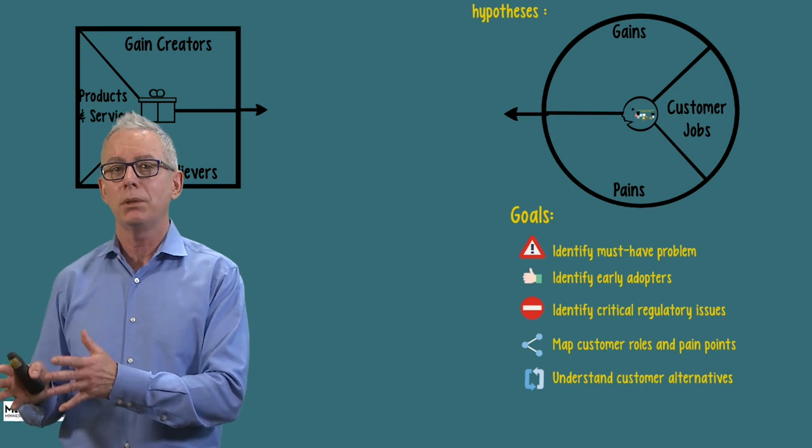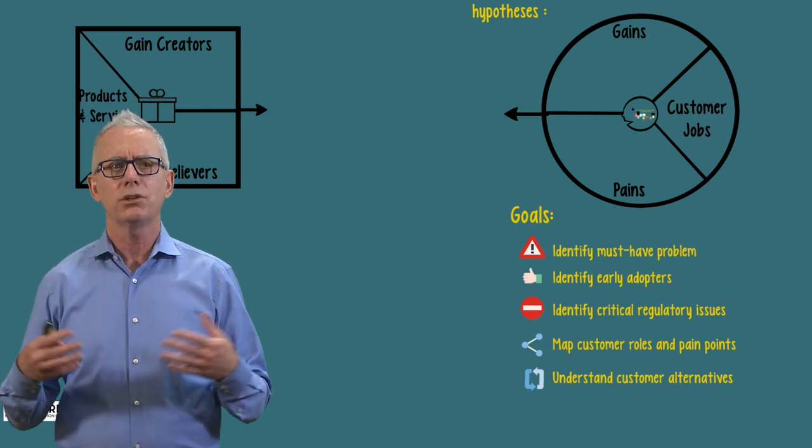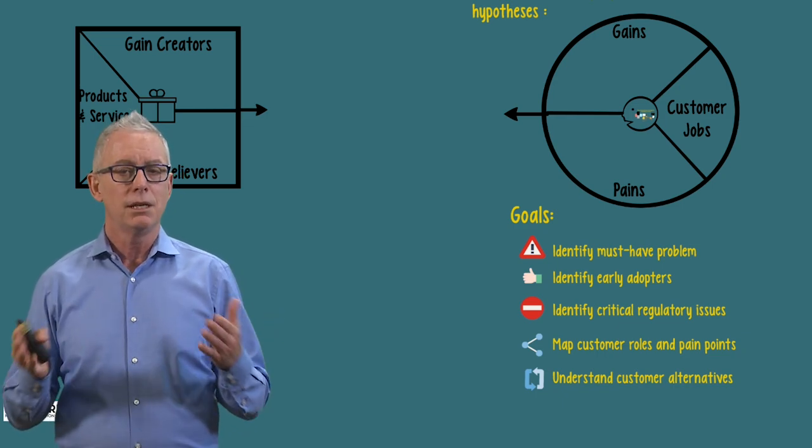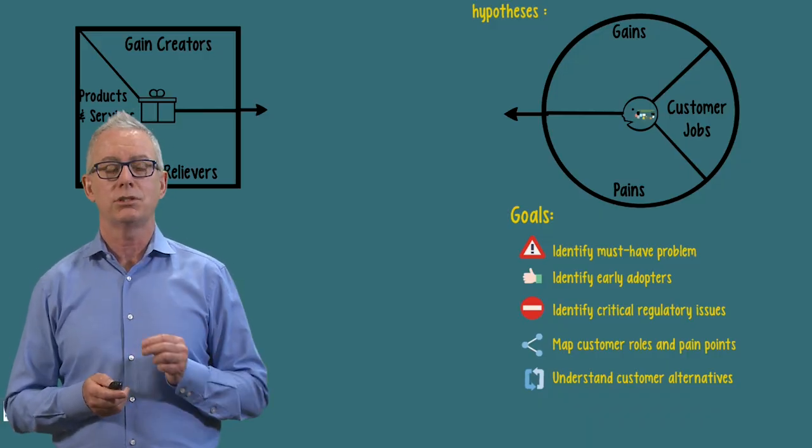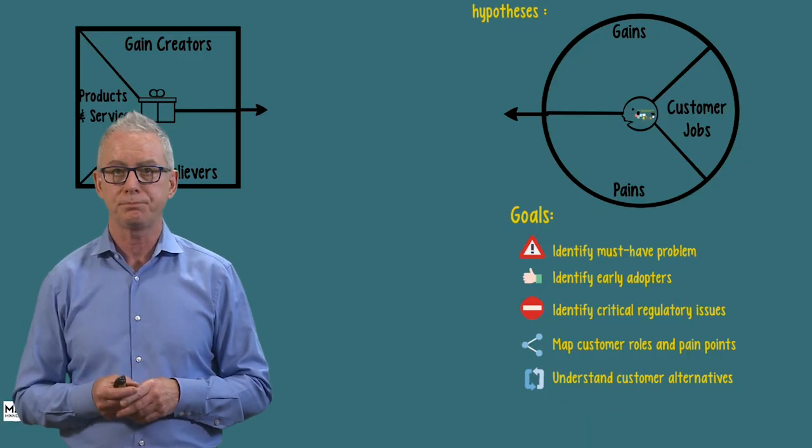How do they do the problem or solve the problem today? And what other alternatives are they considering? That will give you competitive intelligence that you need to understand to make sure you're delivering a differentiated solution.